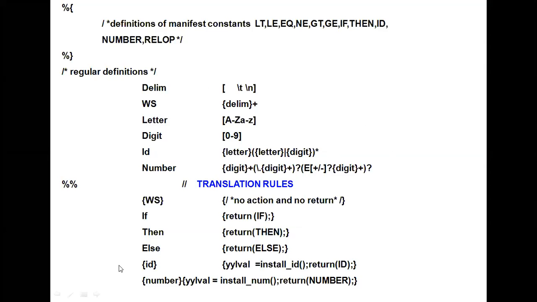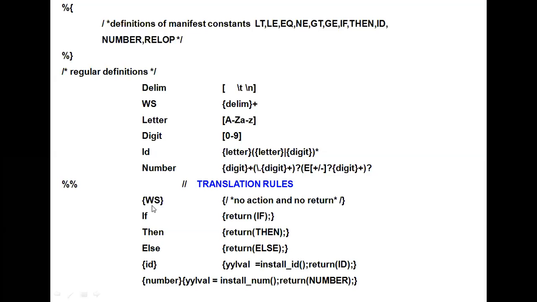And what about the rule section? This rule section consists of the regular expression with associated actions. What it means is, here we are performing some translation rules. See here, white space: no action, no return. Why? Because the lexical analyzer ignores the white spaces, ignores the comments.